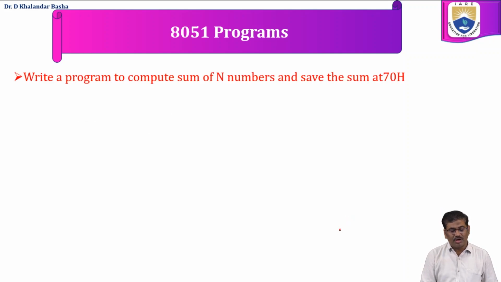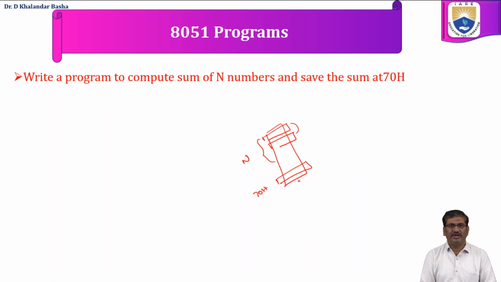Next, write a program to compute a sum of n numbers and save the sum at 70H. So we will take n blocks, that is n memory locations of data, where we are going to add these numbers. After the sum is generated for n numbers, we are going to move that into the 70H location. So here we can have n number of data. After adding the sum, we are going to load that into the 70H location.